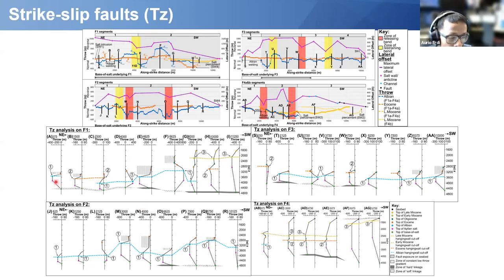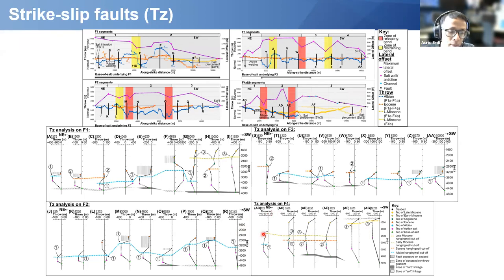normal or reverse throw, typically located near the top of Albian, level one in here, the top of Eocene or intra-Eocene, level two in here. And where the F1 or the F4 are close to the salt wall, labeled the top, the maximum throws are located at the top of early and late Miocene, that are level three in here.